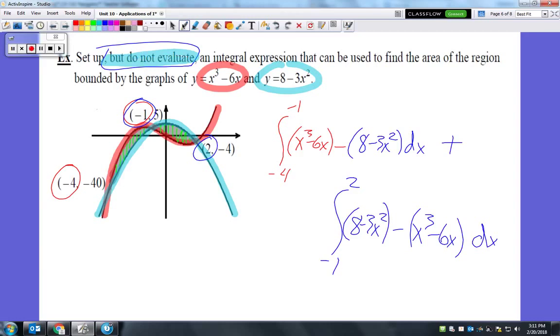These are nice because you have set up but do not evaluate. So they're looking to see, do you have the correct dx's? Let me highlight it. Do you have the correct bounds? And then of course, do you have parentheses correctly with the top and bottom? Because subtraction has order. You can't just subtract whatever you want and get the same answer. But that's a setup and do not evaluate, which are cool.